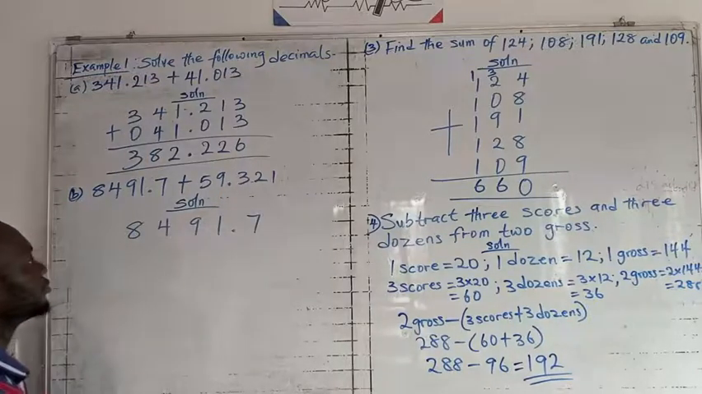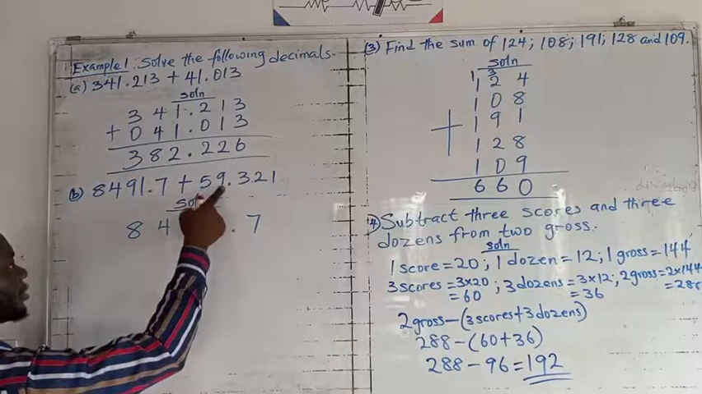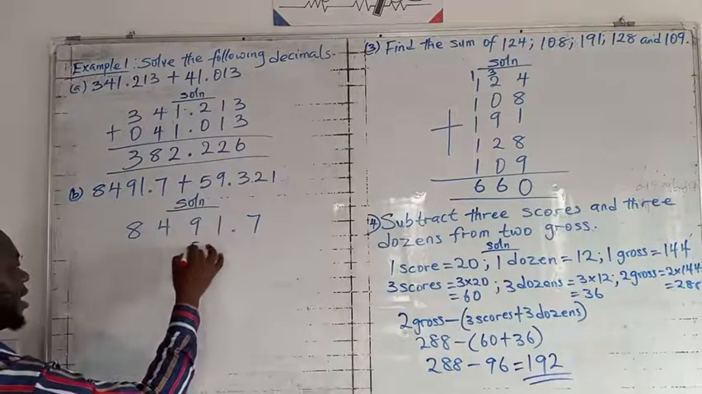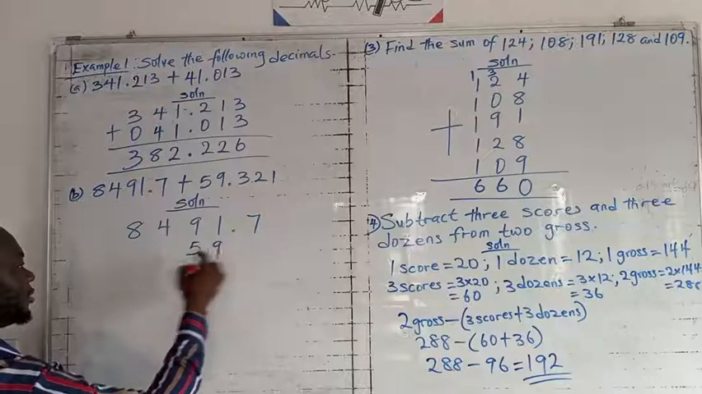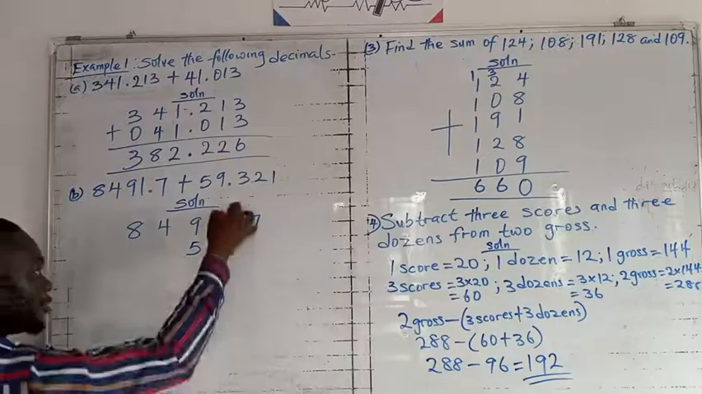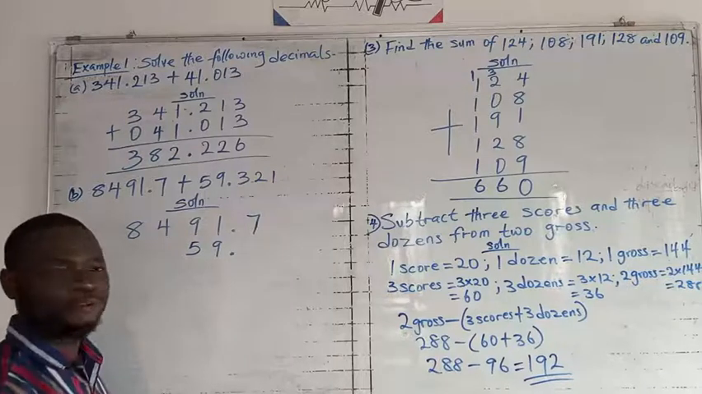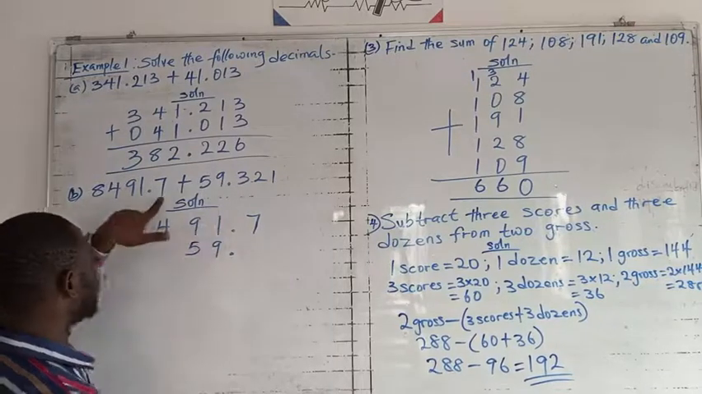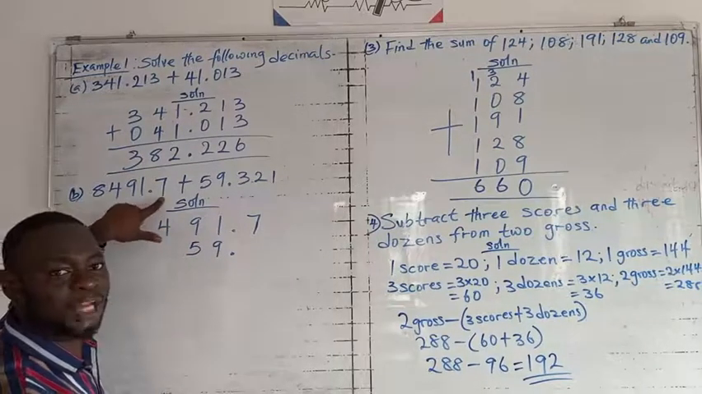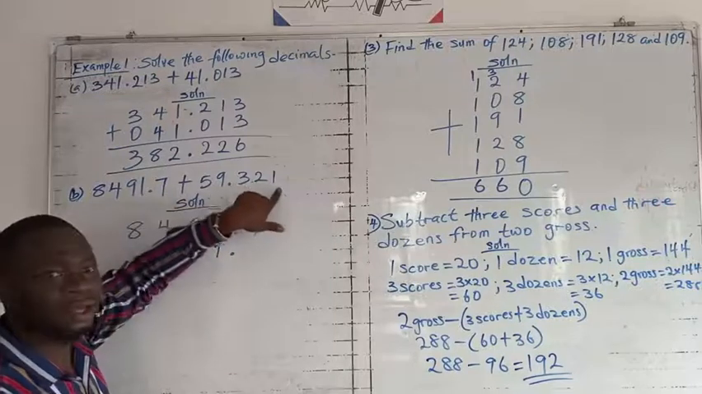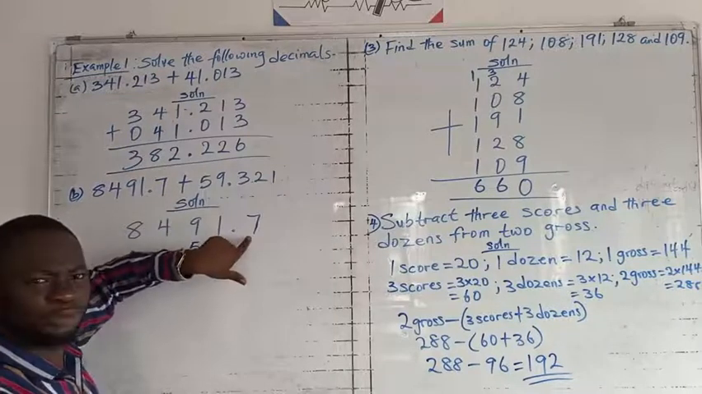8,491.7. Remember, this is units, tens, right? So I have units, tens and the decimal point, point under point. Now, some persons might be confused. Since this one has only one decimal value and this one has 3 decimal values, where will this one be?